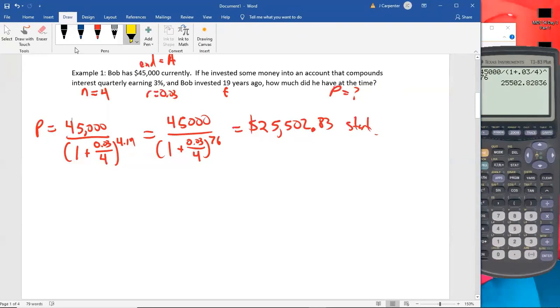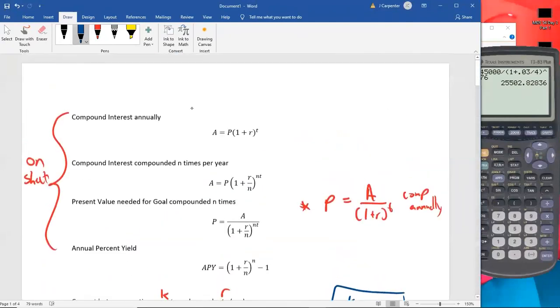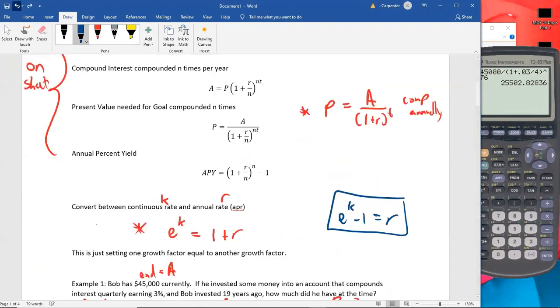So if I had done the wrong formula, I wish I'd done that in blue. If I had said, oh, well, let's go with A equals 45,000 parentheses 1 plus 0.03 over 4 raised to the 76, that would have been plugging it into this formula. But what I've done wrong here is that's a starting value, but it's really supposed to be the ending value.